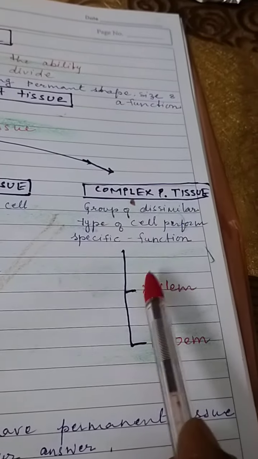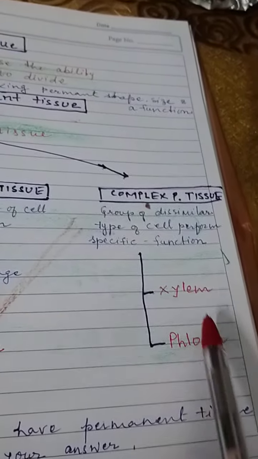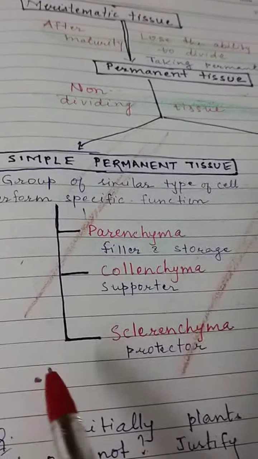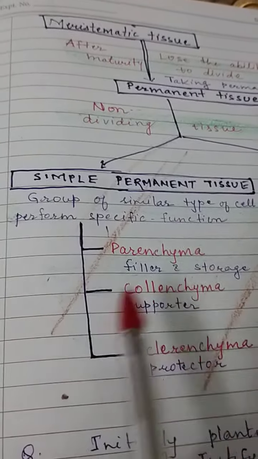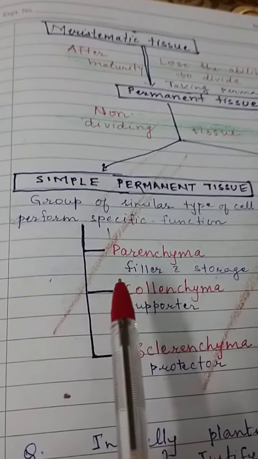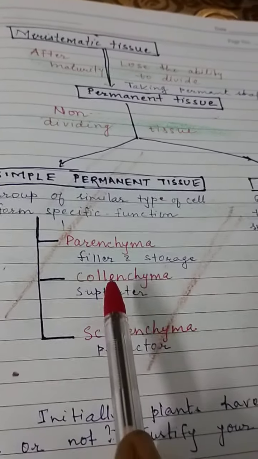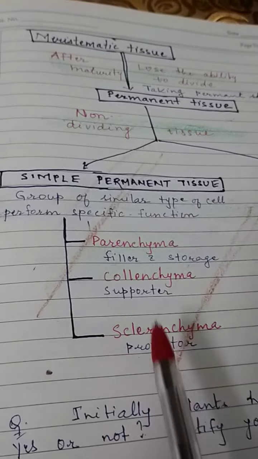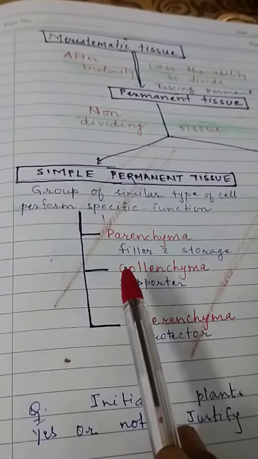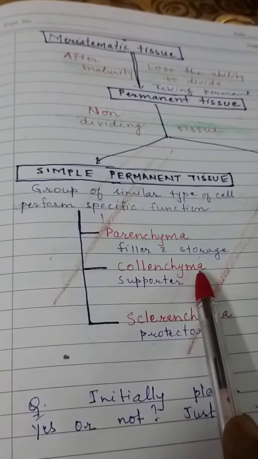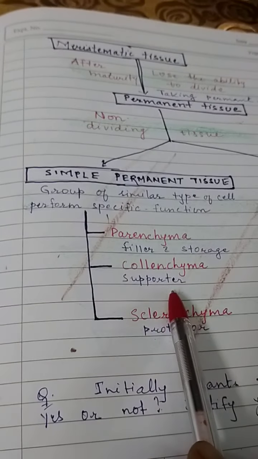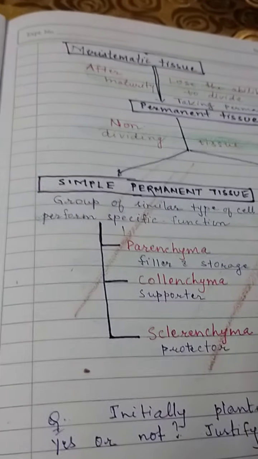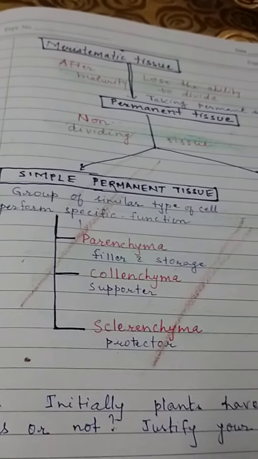Complex tissue further divides into two types: xylem and phloem. We will explain about it further. Simple permanent tissue further divides into three types: parenchyma, collenchyma, sclerenchyma. Parenchyma acts as filler or storage tissue. Collenchyma acts as the supporter. Sclerenchyma acts as the protector.